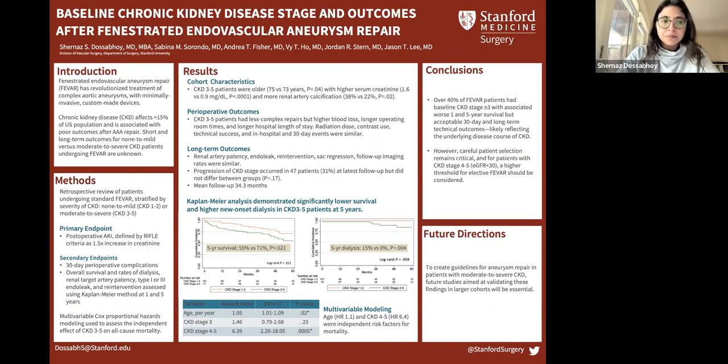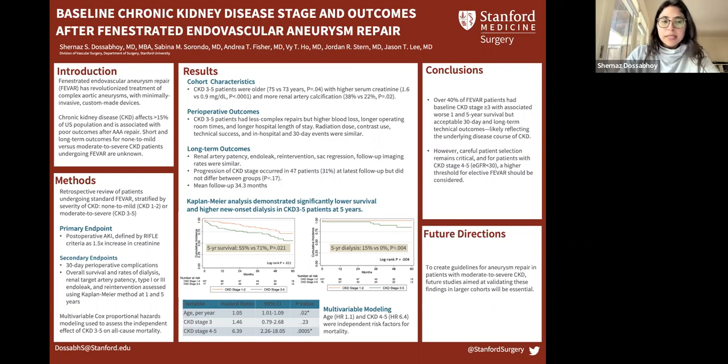are unknown. In terms of our methodology, we conducted a retrospective review of patients undergoing standard FEVAR at Stanford University, and we stratified our cohort by the severity of CKD stage from none to mild, called CKD 1 to 2, or moderate to severe, called CKD 3 to 5. Our primary endpoint was the rate of postoperative acute kidney injury, or AKI, and that was defined by RIFLE criteria as a 1.5 times increase in serum creatinine level from baseline.